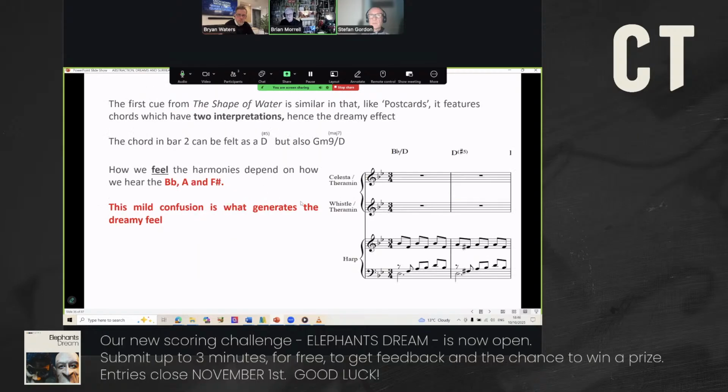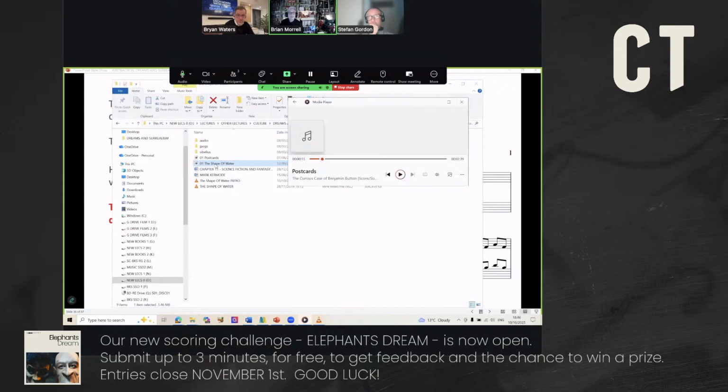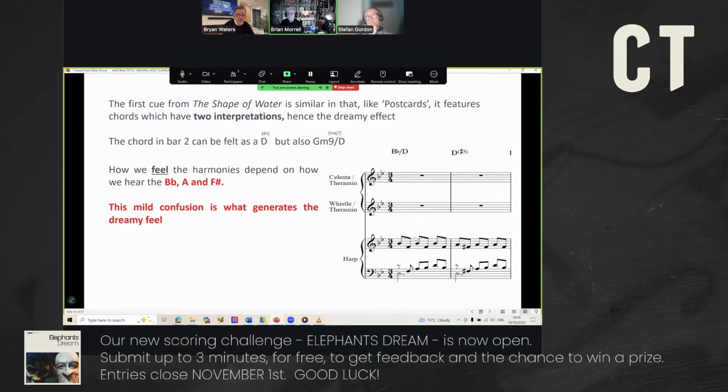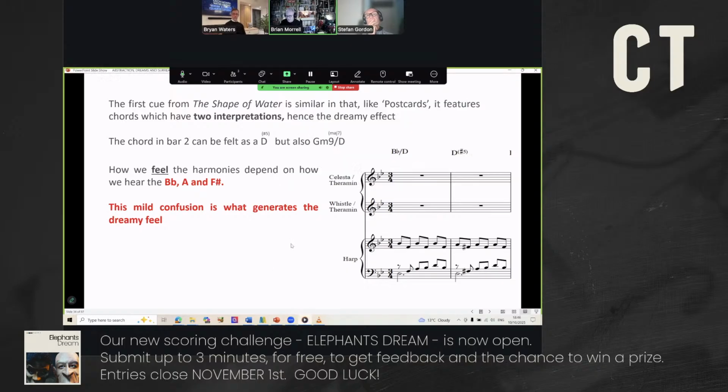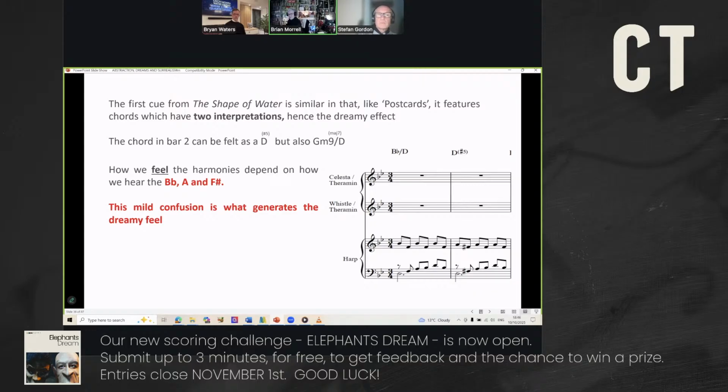Now, what I'm going to do quickly is to play the opening music to the other film, The Shape of Water. I'm going to stop it just there, and then I'll play the whole track to you. This one here, if I just go back to the piano for a second, you've got this thing on the harp. Obviously I haven't got a harp here, but I'm going to play it on the piano. Those first two bars.